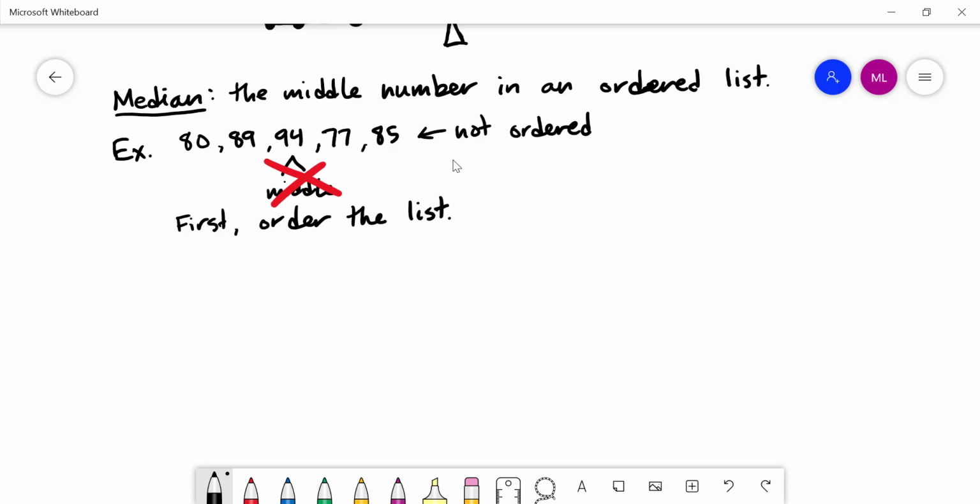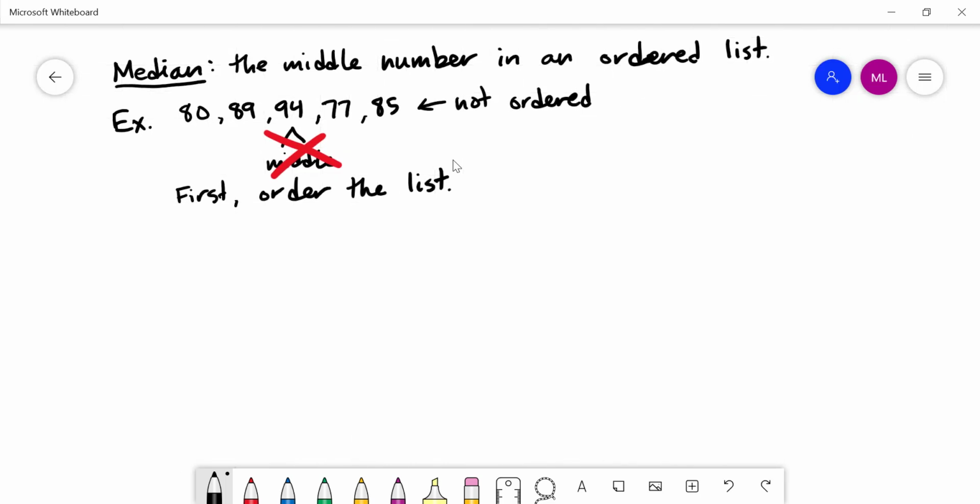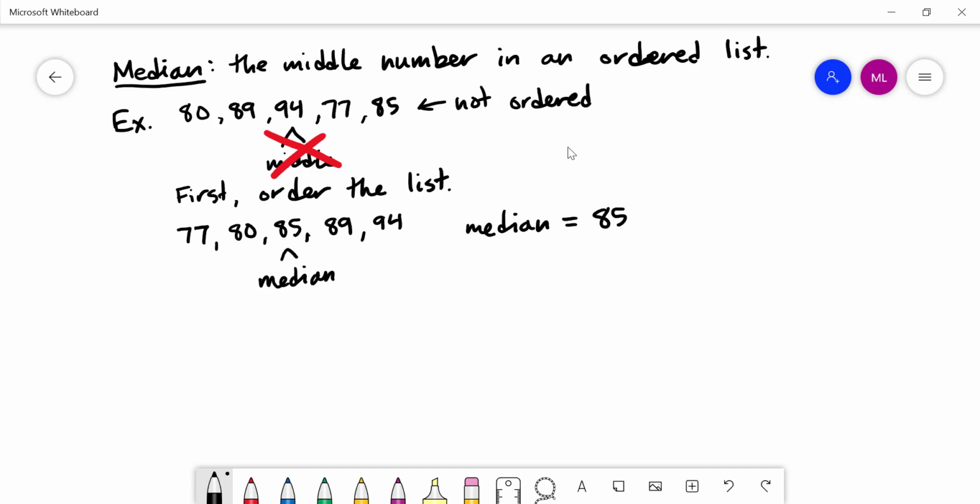And that means we'll go from smallest to largest. So if I reorder these, the smallest is the 77, then comes the 80, then the 85, then the 89, and then the 94. So now they're in order from smallest to largest, and now I can say, oh, here is the middle. This number right here is the middle, it's our median. So in this case, the median is equal to 85, and it just so happens to be the same value that we got for the mean.